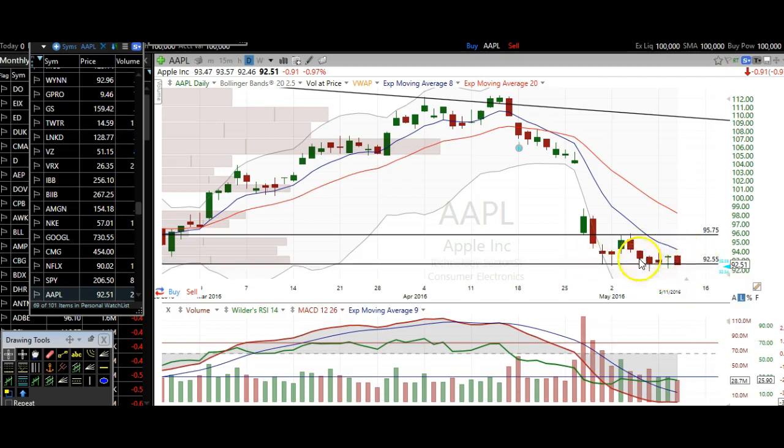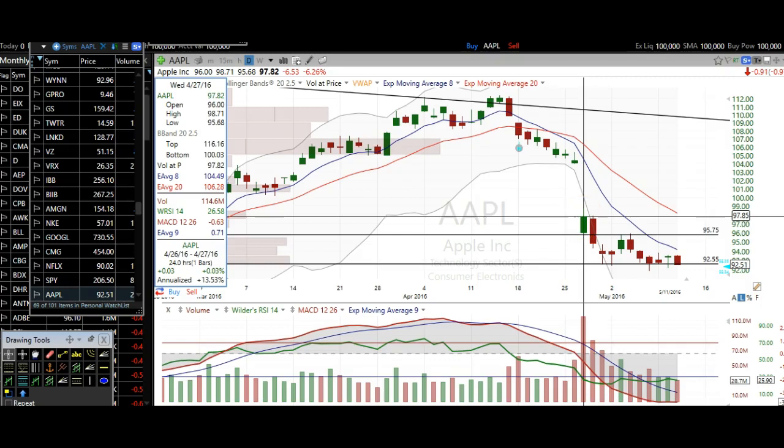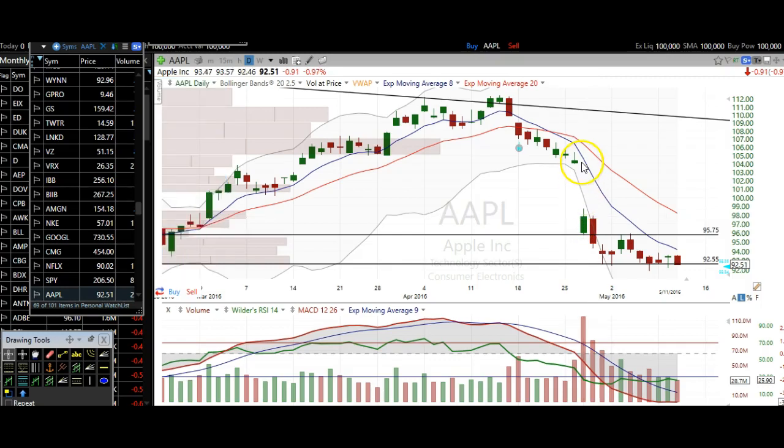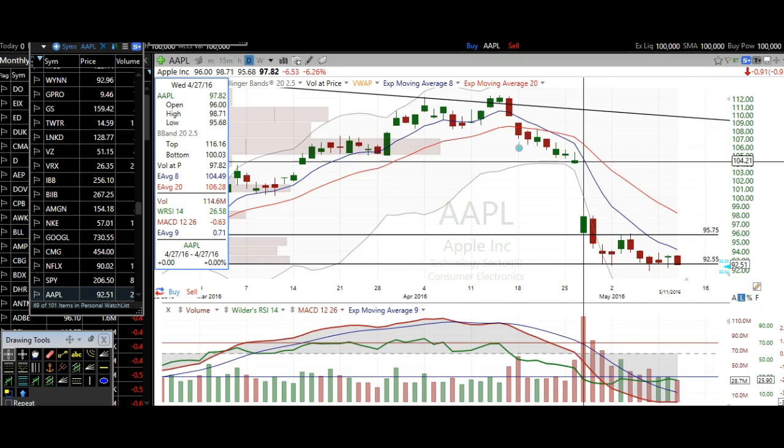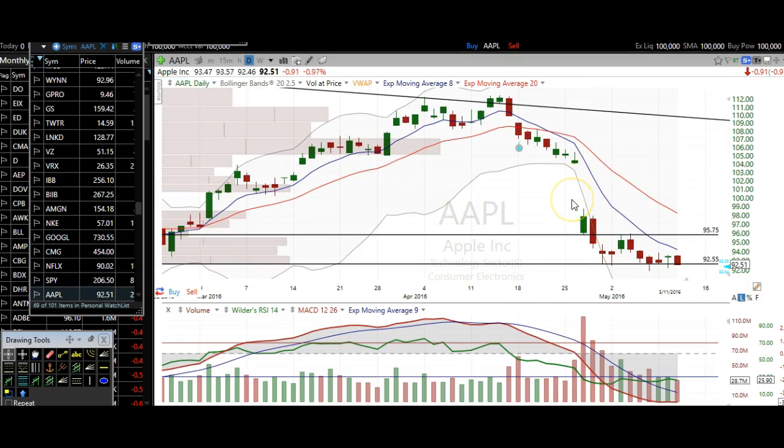Right here, it's a no play for me personally. If you're not already short in it, might as well wait for that support break. If we get a bounce, we've got resistance at 95.75. And then again, from the highs of these candles up here, right at about $98. And then there's a gap up here at 105. It's about 104.50 approximately, actually. Okay, that's it for Apple.